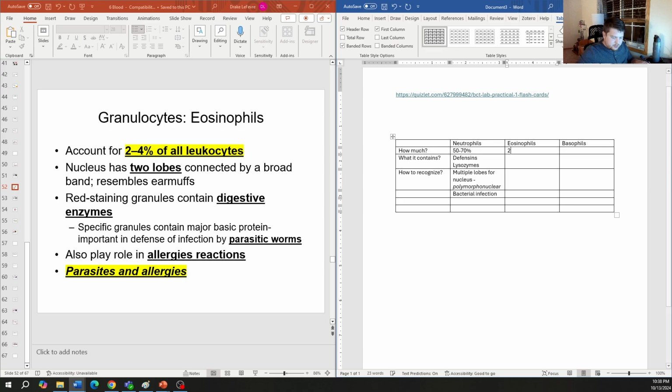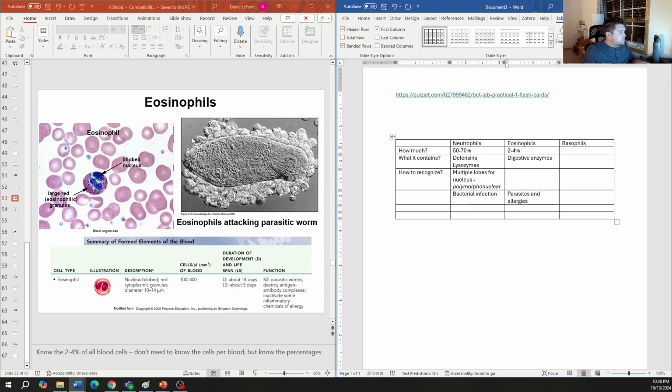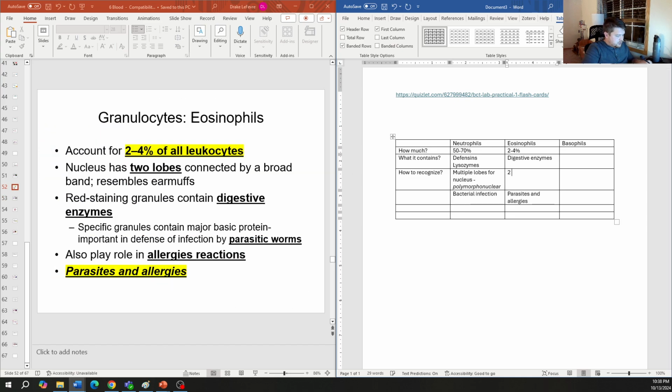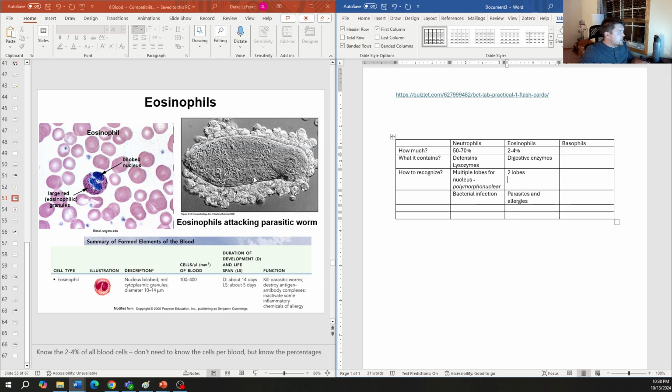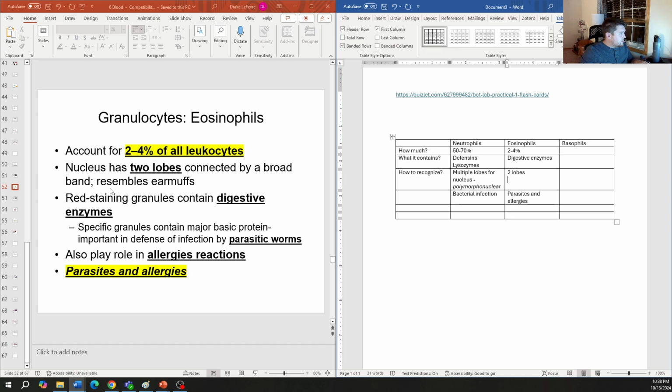Eosinophils, we got 2 to 4%. And it has digestive enzymes, parasites, and allergies. How to recognize it? Has 2 lobes, and then bright red granules.